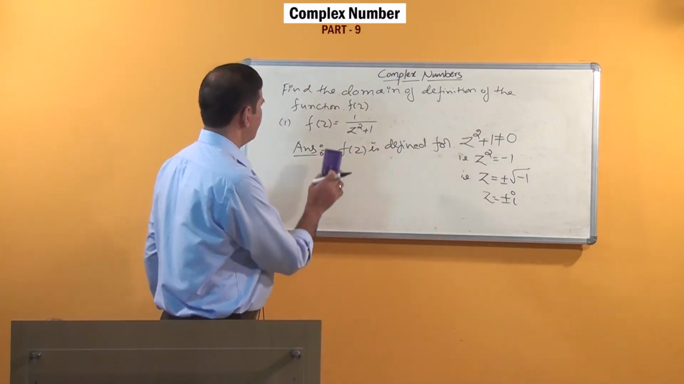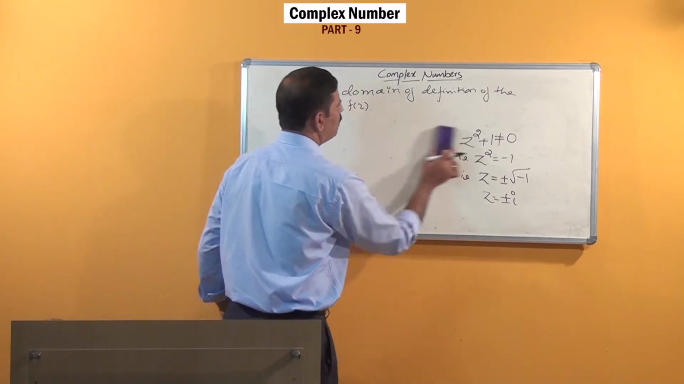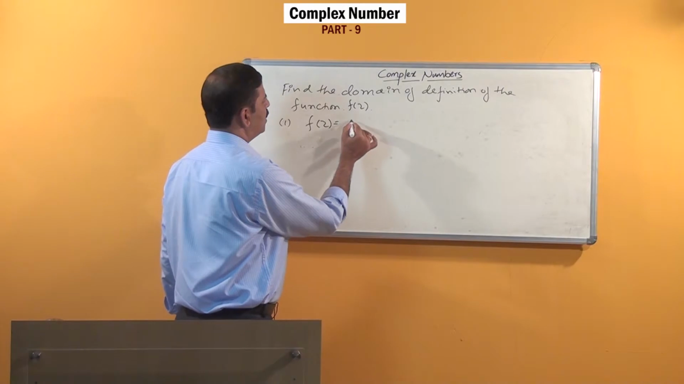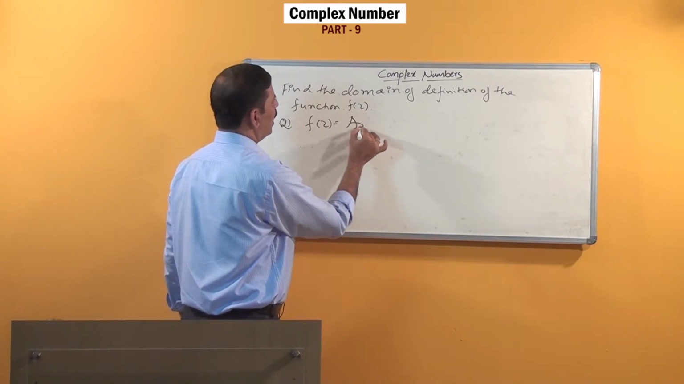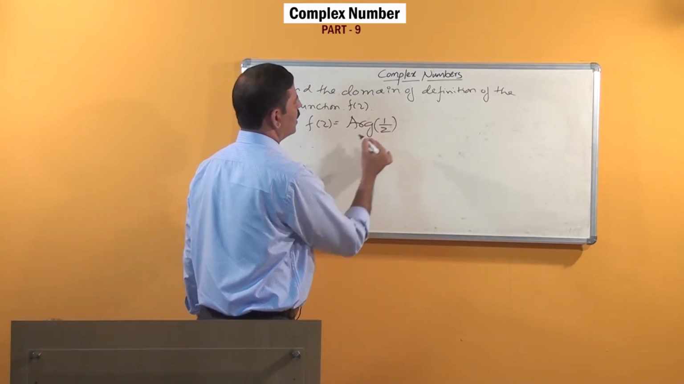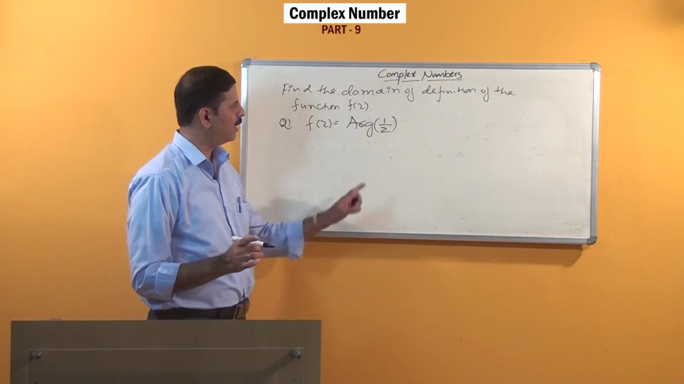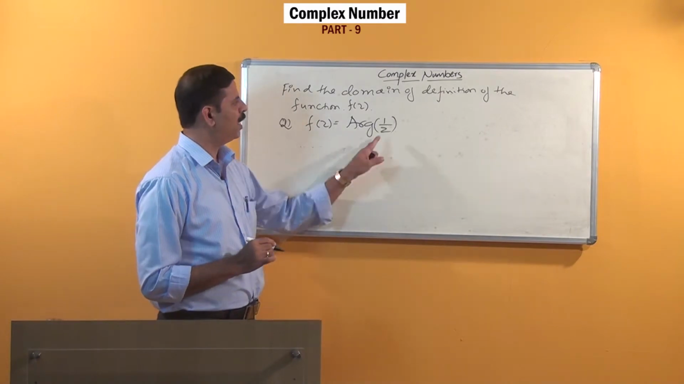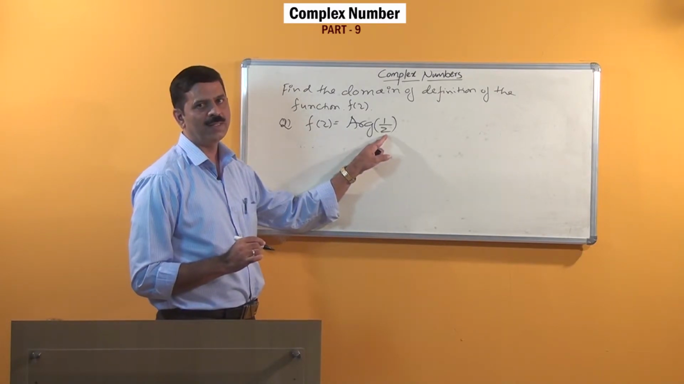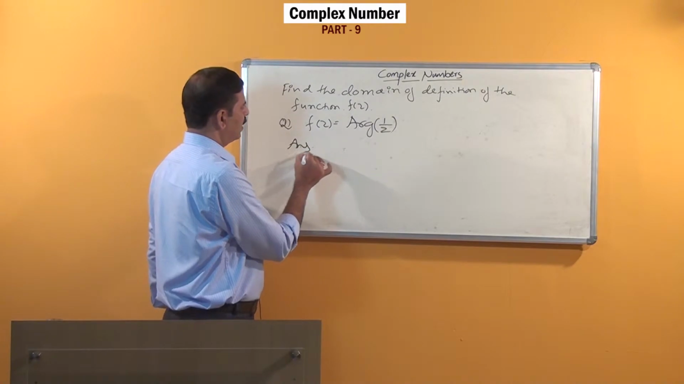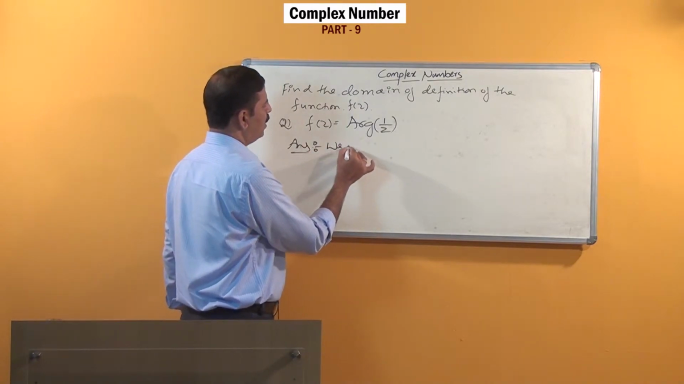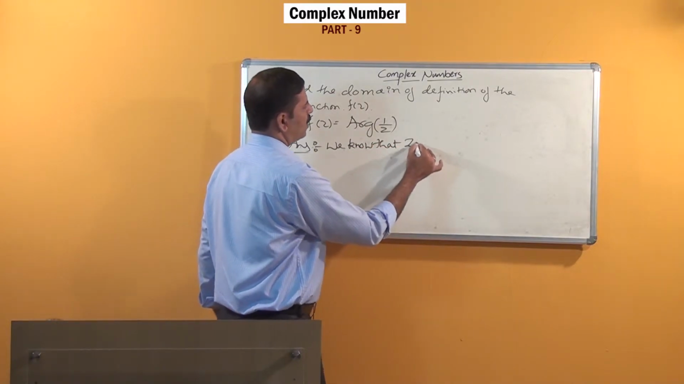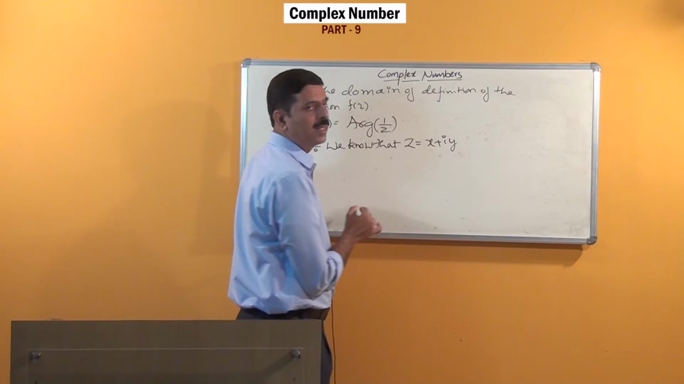Let me take another example. Second example, f of z is equal to argument of 1 by z, then you find the domain of this function. Now before that we have to simplify 1 by z. As we know that z is equal to x plus iy.